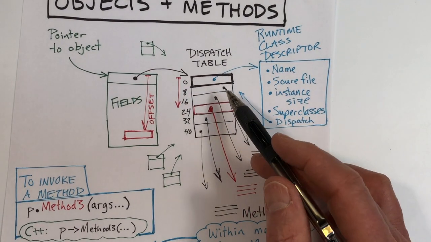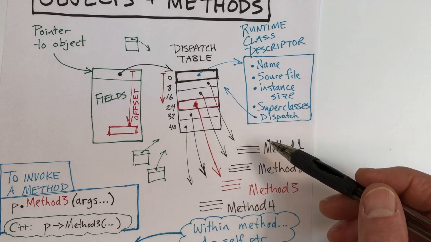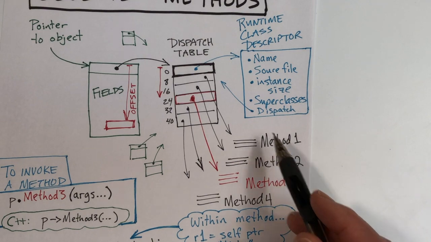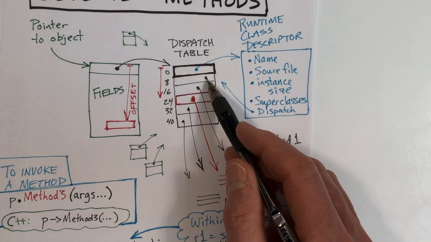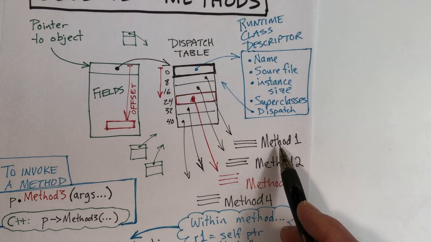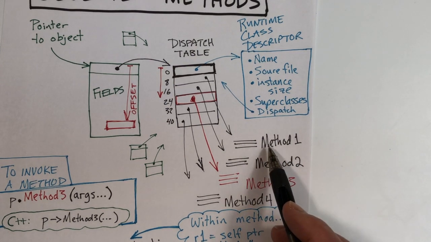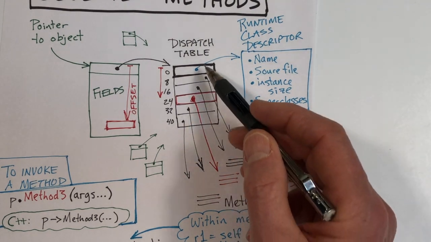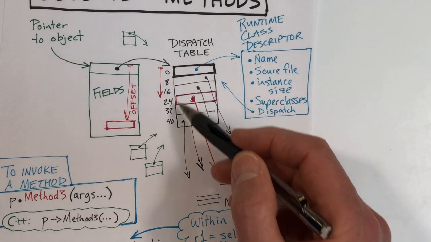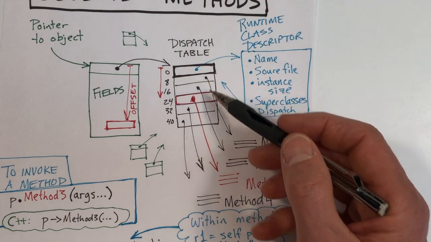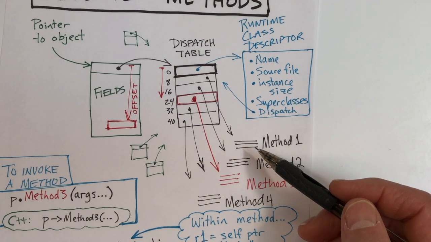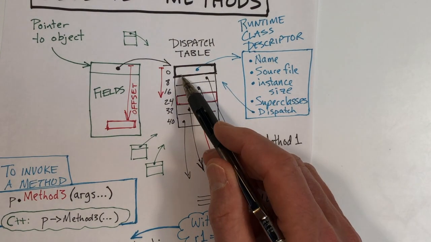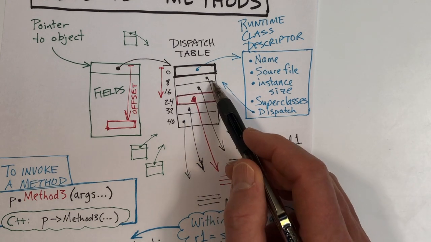And the dispatch table is used to get to the individual methods. So these pointers are pointing to actual code. For now, let's assume they are addresses to the actual code, the address of the first instruction of the method. And so there will be several methods for this particular class. So the dispatch table will have one entry for each method that can be understood by objects of this class. The dispatch table entries are each a double word, so 8 bytes.